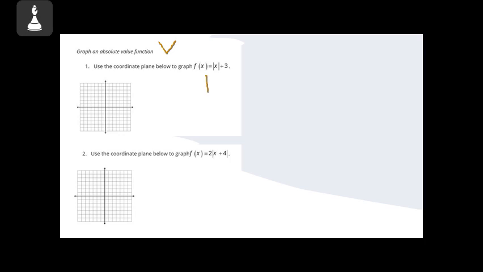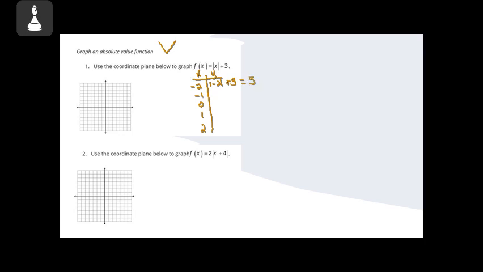So for this first one, if we are just going to plug in some values, I'm going to have you plug in -2, -1, 0, 1, and 2. Sorry, the font started to fade away. So I'm going to plug in the absolute value of -2 and then add 3. Well, the absolute value of -2 is 2. 2 plus 3 is 5.